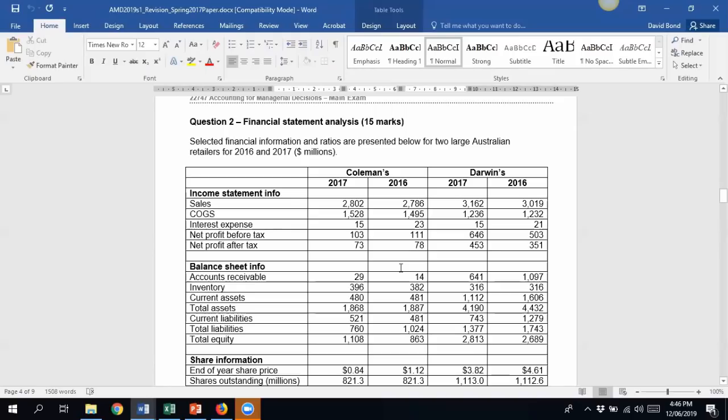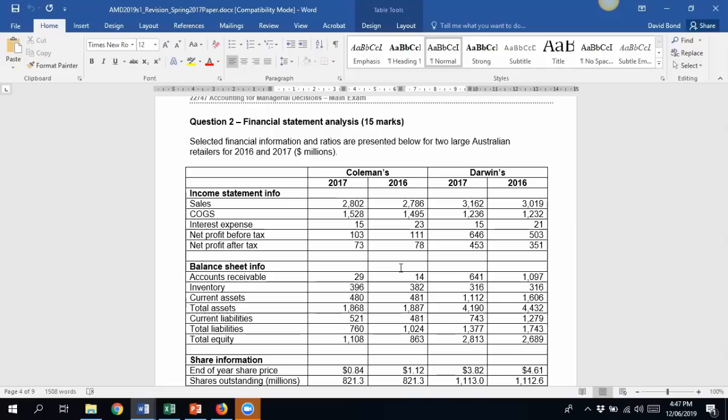So, financial statement analysis. We're going to spend about 15 minutes or thereabouts on this. This is obviously an actual exam question from a couple of sessions ago. What we've got here, I'm not saying you're going to have two companies. You might only have one company. It might be for more years. It might be one company against the industry.